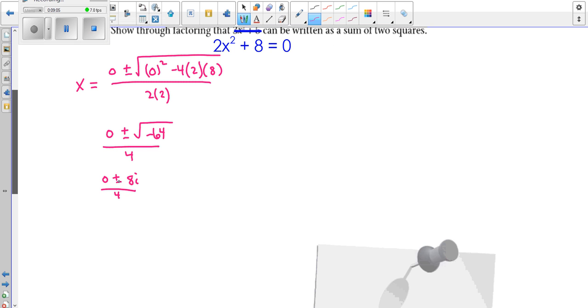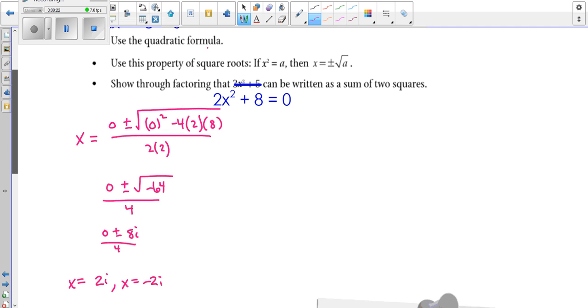0 right here. The 0 just wipes out, so you're going to have a positive 8i over 4, which simplifies to 2i, and then you're going to have a negative 8i over 4, which simplifies to negative 2i, and that's all because of this 0. Okay, so there's your two solutions.